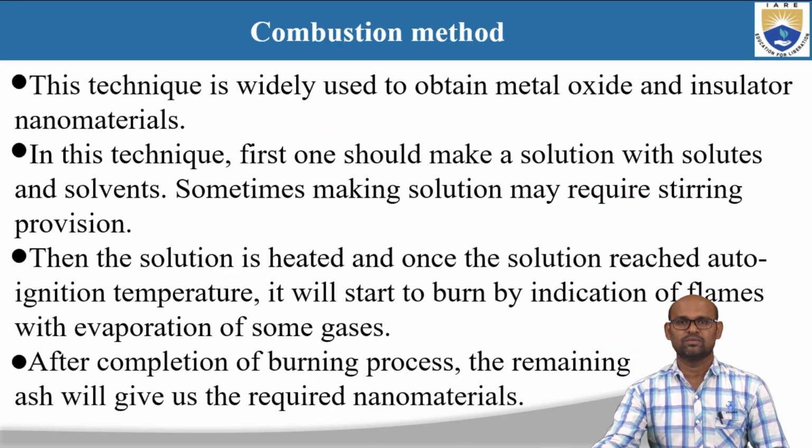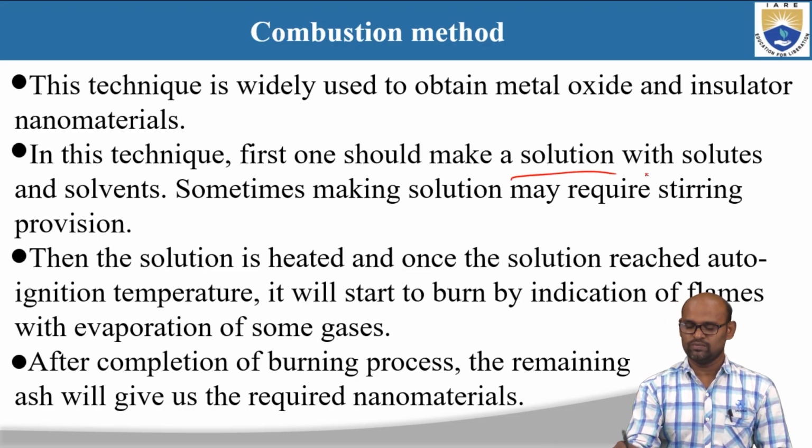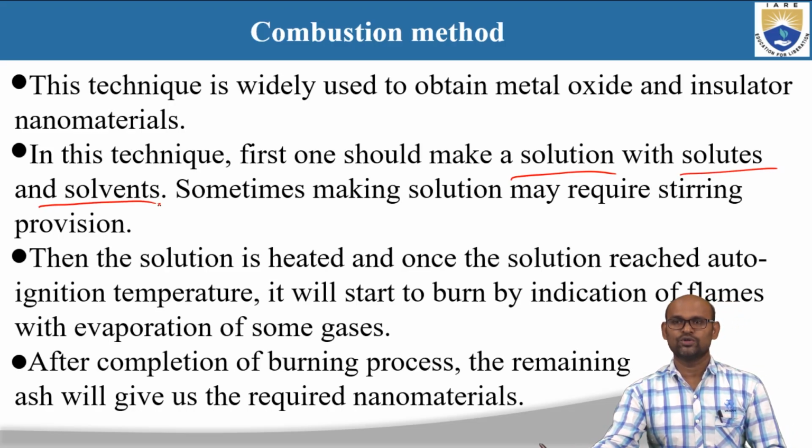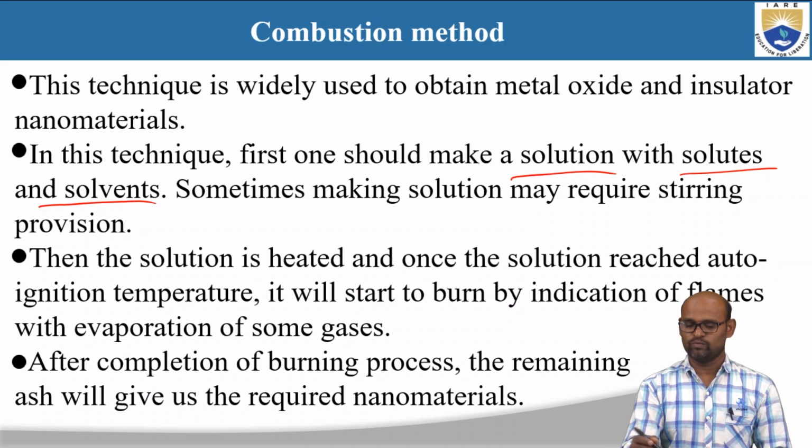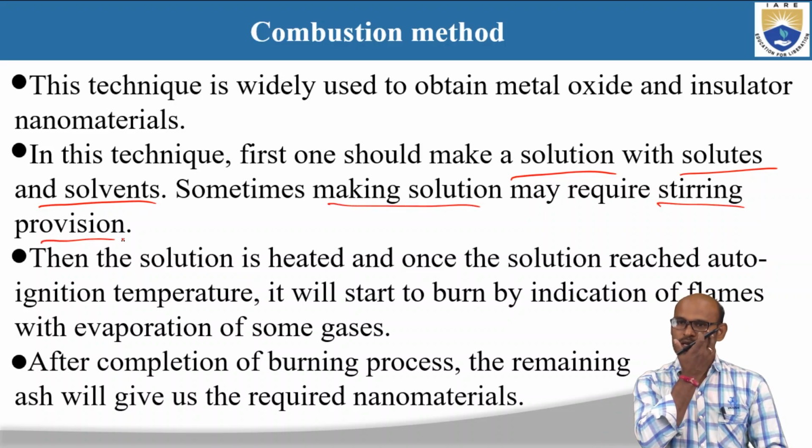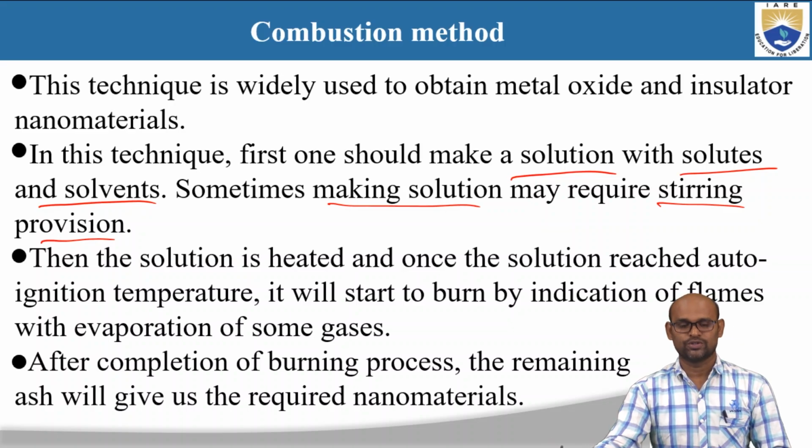Next one is the combustion method. This technique is widely used to obtain metal oxide and insulator nanomaterials, as in the precipitation method. In this technique, first one should make a solution with solutes and solvents. Sometimes making the solution may require stirring, so we may need to use stirring to get the required solution.